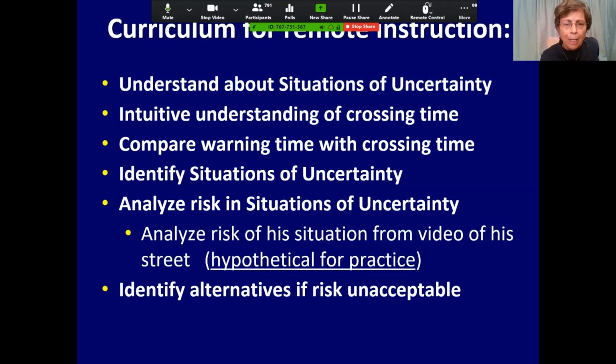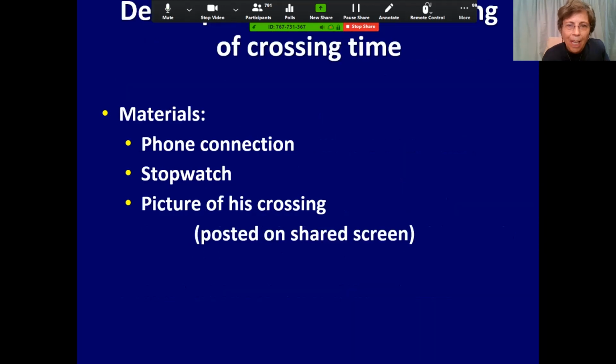And I emphasized to him, this is hypothetical because the situation may be very different when we're actually there, but I was using it as a real life hypothetical that he could use for practice to analyze the risk of crossing, and then identify alternatives if the risk is unacceptable. So that was my plan.